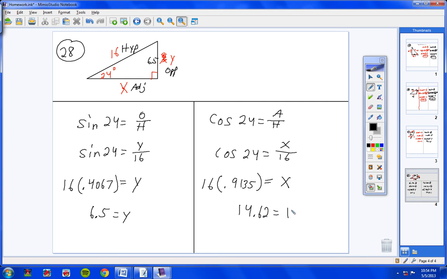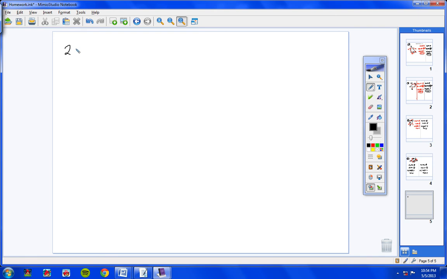14.62 equals x. So come over here. The length of this x side here, the length of this side is 14.62. So we're starting to solve triangles pretty easily now. It's good.